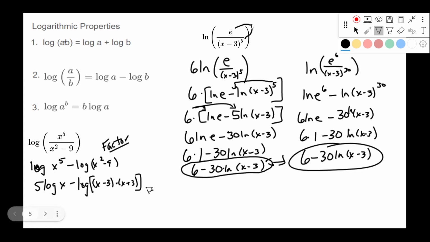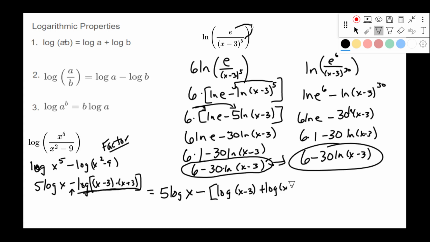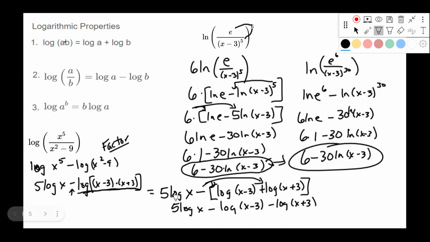Now we've got to be a little bit careful here. This is the trickiest part. The problem is out here in the front, there's a minus sign. So I want to subtract everything that I write past the subtraction sign. I'm going to take this log here that's on the right and split it into 2. So I'm going to need some brackets here to write log of x minus 3 plus log of x plus 3, because this minus sign has to be distributed to both of them. And it's going to give me 5 log base 10 of x minus log of x minus 3 minus log of x plus 3. And this is the correct answer.